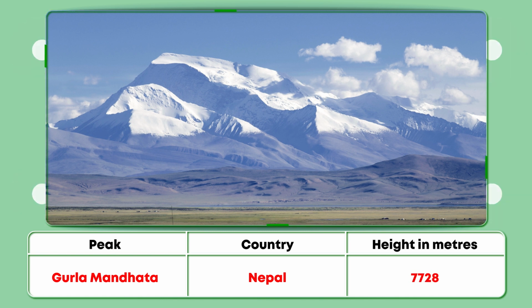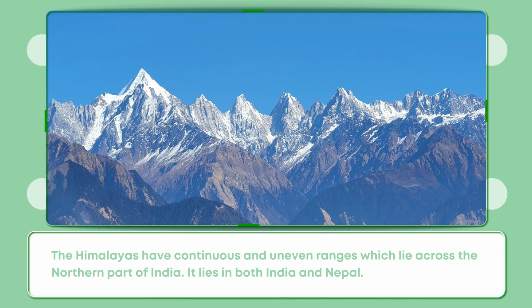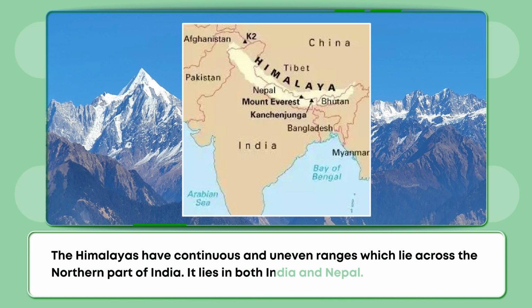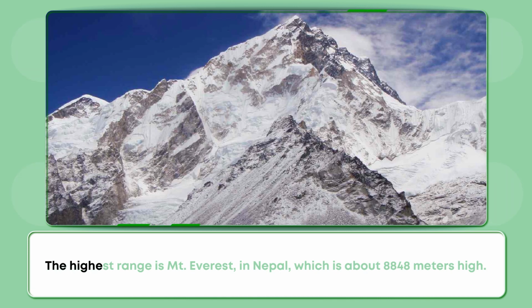7,728 meters. The Himalayas have continuous and uneven ranges which lie across the northern part of India. They lie in both India and Nepal. The highest peak is Mount Everest in Nepal, which is about 8,848 meters high.